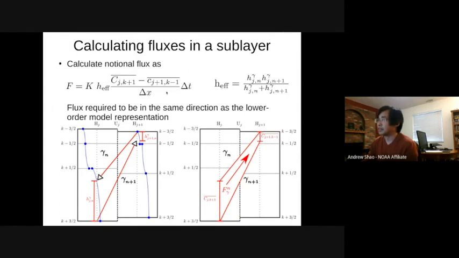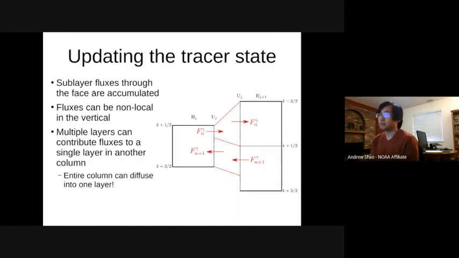This H effective, the effective thickness of the sublayer, we calculated by doing a harmonic mean of the thickness of the sublayer in the left-hand column and on the right-hand column. The only thing really to point out in that is that this allows us to say that if the layer is really, really thin, or if the layer on one side goes to 0, then there is no diffusive flux, right? So you would never diffuse anything into a layer that doesn't have any thickness. And that's mainly the big point that we're trying to make here. But this is essentially the way that we calculate the flux within that sublayer.